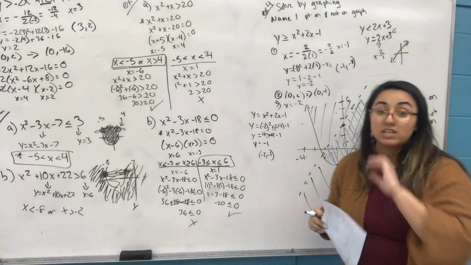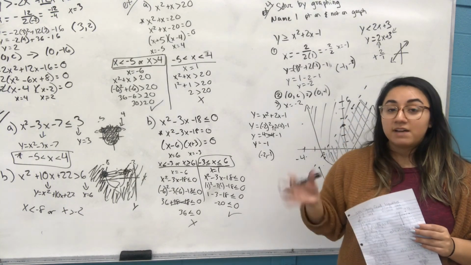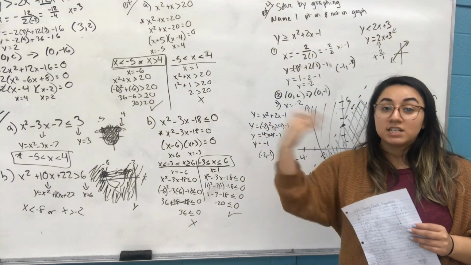So when you graph it, you can see a lot clearer. And that's what I'll have. I'll have the graph there. And if your point's not on it, it's wrong.